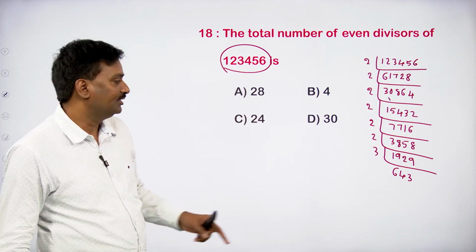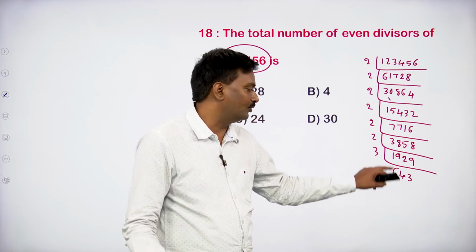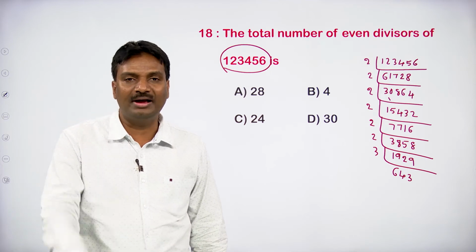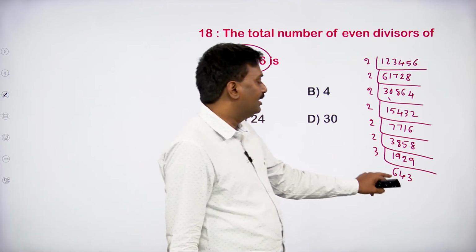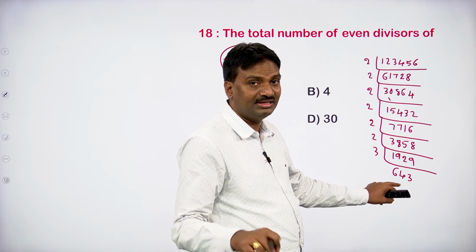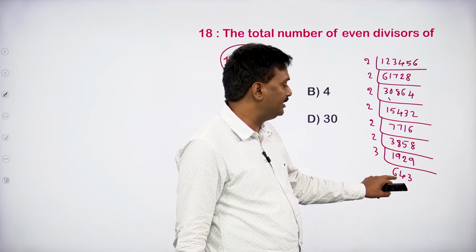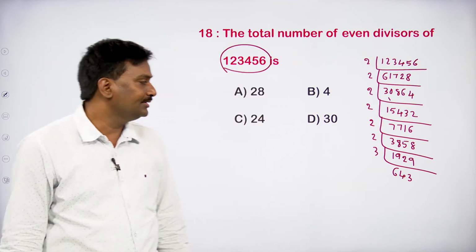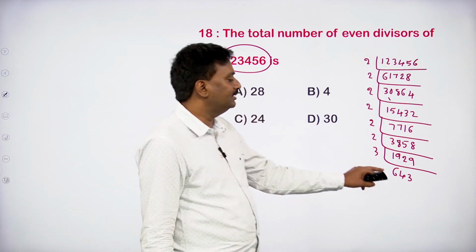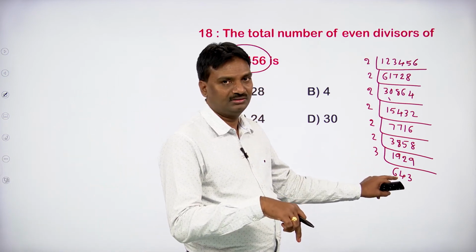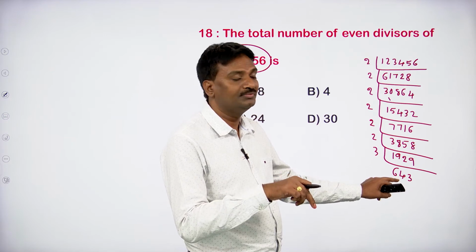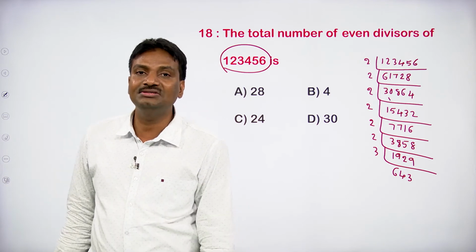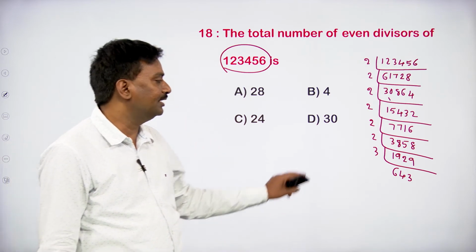Next if you take 7, 7 9s are 63 but 13 remains, so that is also not divisible by 7. Next 11, 11 5s are 55, 64 minus 55 is 9, so that is not divisible by 11. Next 13, 13 4s are 52, 64 minus 52 is 12, not divisible. So clearly we can say 643 is a prime number.